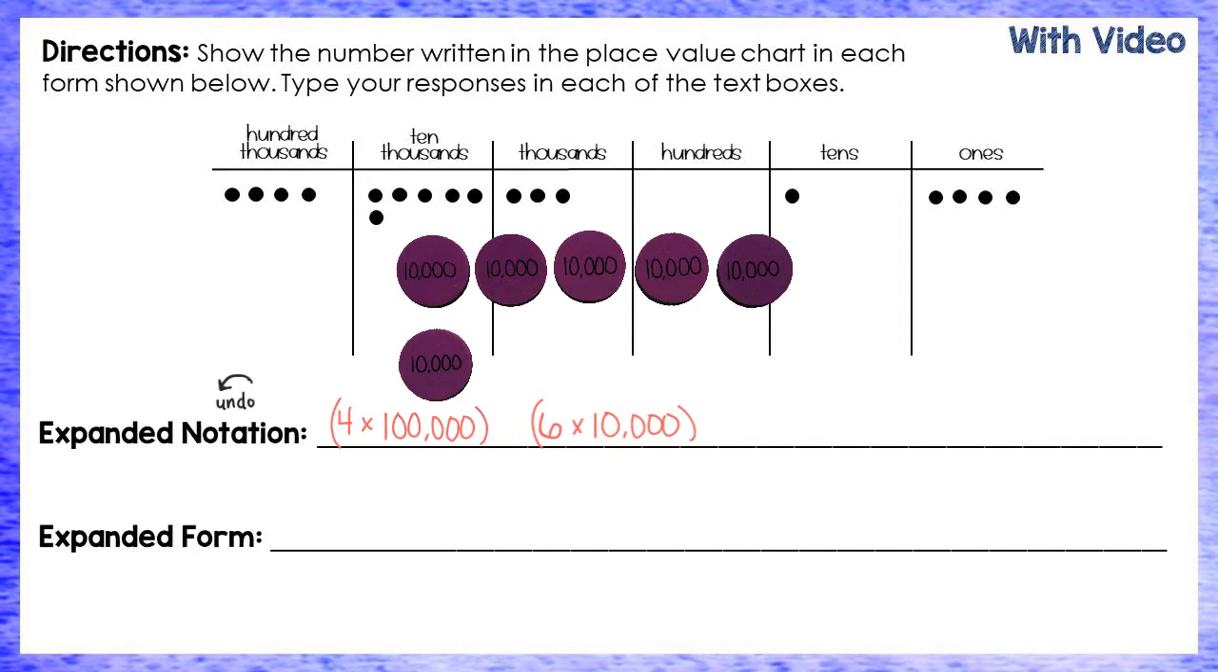That is just one place that we're talking about. Here we're talking about the 100,000s. Here we're talking about the 10,000s. We put a plus sign in between them because this is all one number.